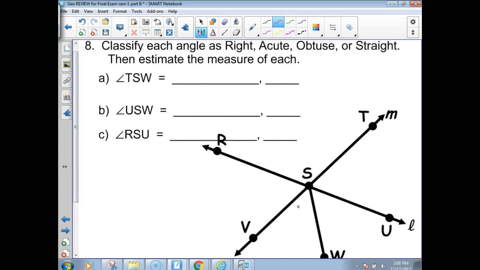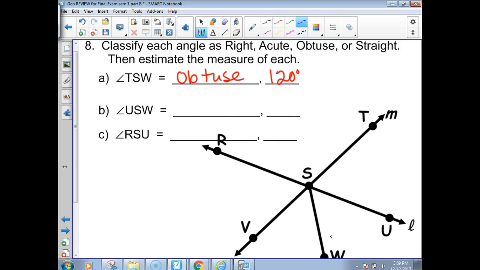So angle TSW is down here, and that would be obtuse because it's over 90. What did you guys estimate the angle at? I heard 100, 110's a little small for that guy. I'd say at least 120, 130, 120-ish. So that's a little small, but it wouldn't be horrible. If it's multiple choice, you'll be able to tell which one. So 120-ish. Okay.